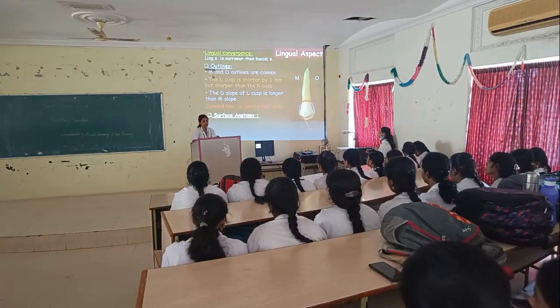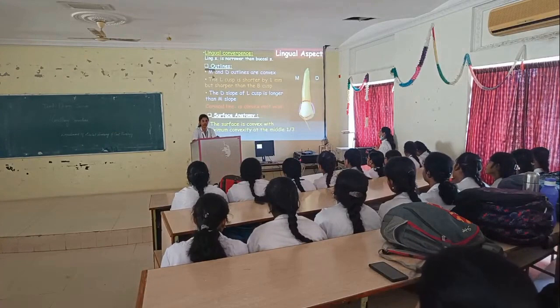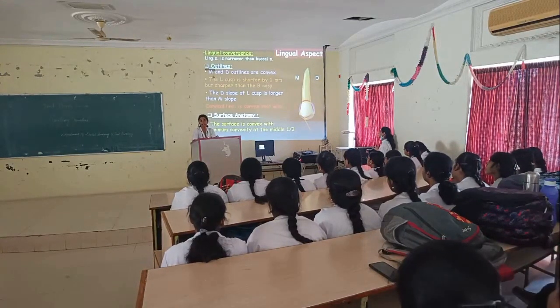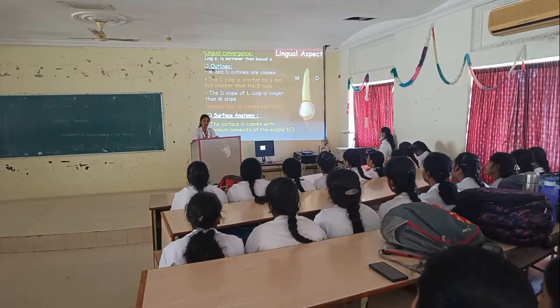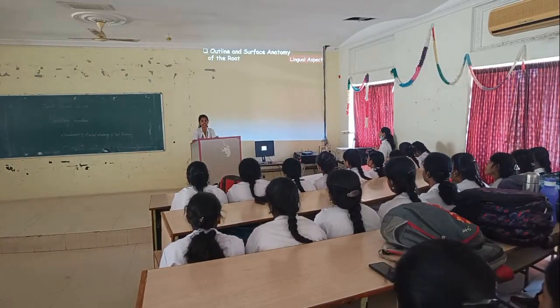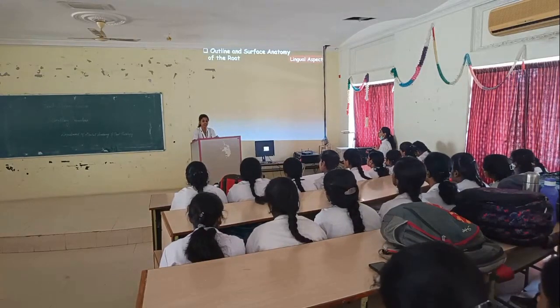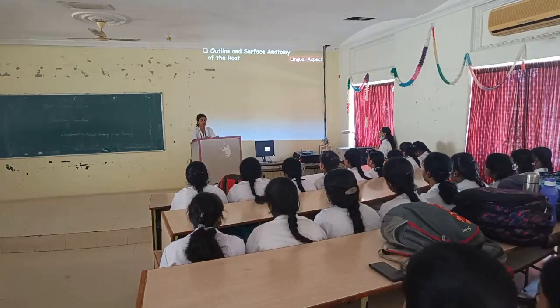Surface anatomy. The lingual surface is convex and the maximum convexity here is at the middle third. In the buccal surface, the convexity is at the cervical 1/3. Here in the lingual aspect, maximum convexity is present at the middle 1/3.